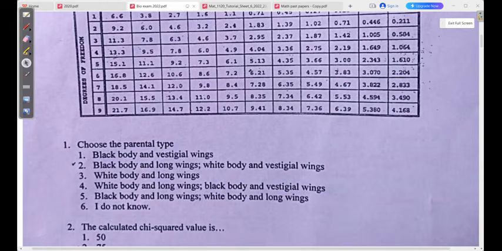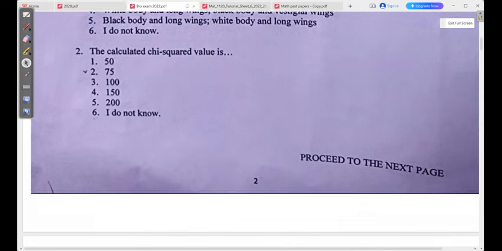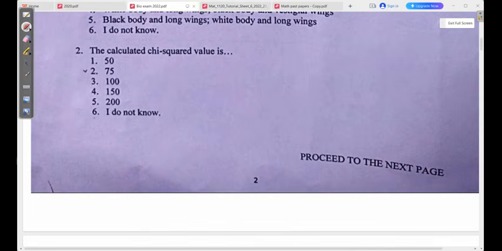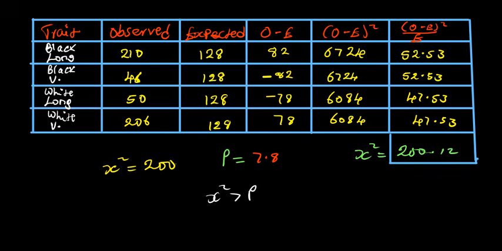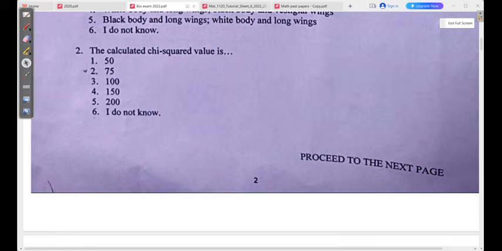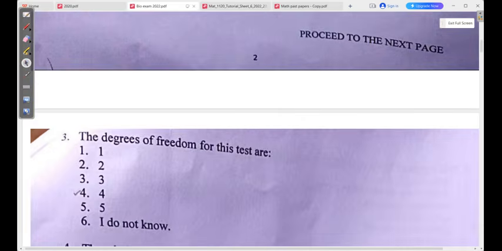That helped you to come up with the progenies. Then question 2 is saying the calculated chi-square value is 50, 7500, 150, 200. So what was our chi-square value? Our calculated chi-square value is 200. It doesn't miss, guys. So the answer to this question is 200. So now you are finding it very easy to answer this question. So that's 200. We have already calculated.